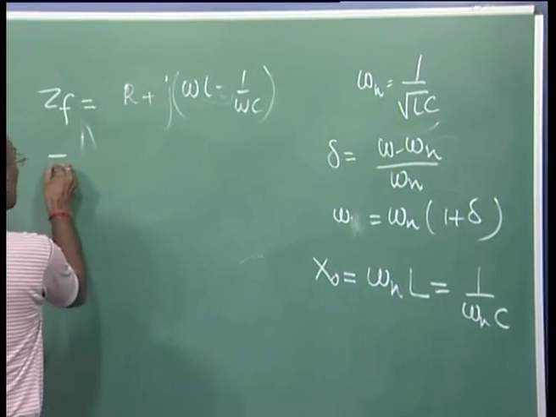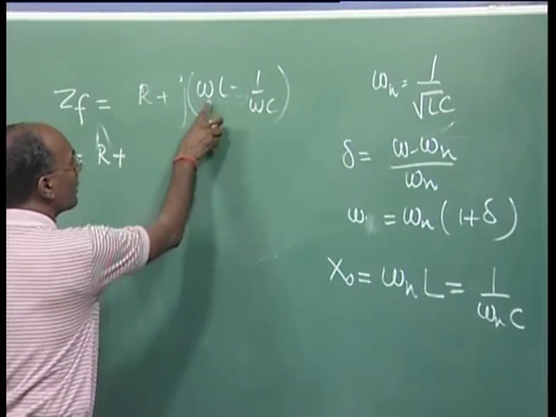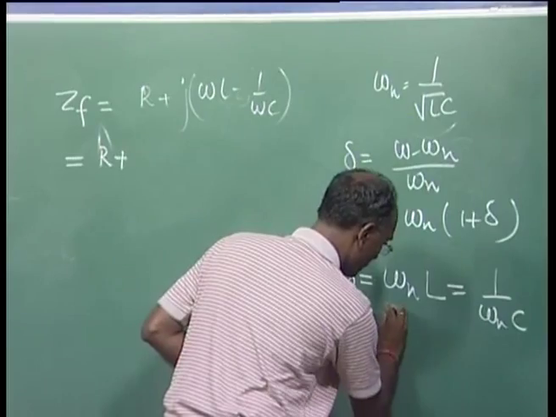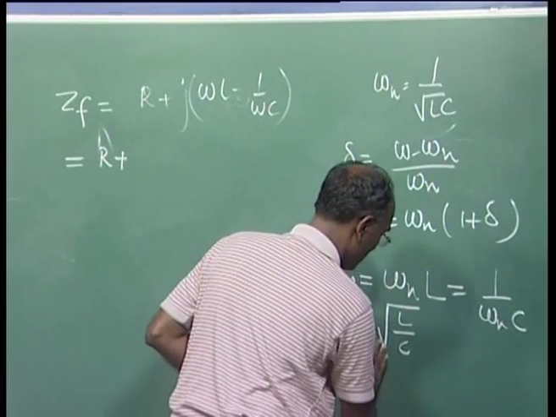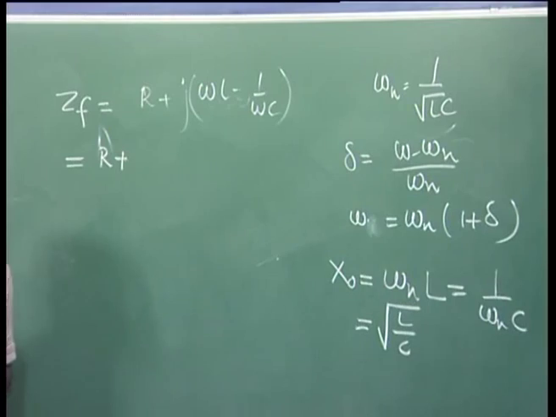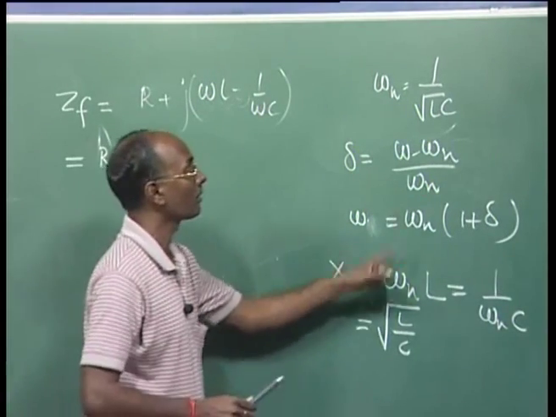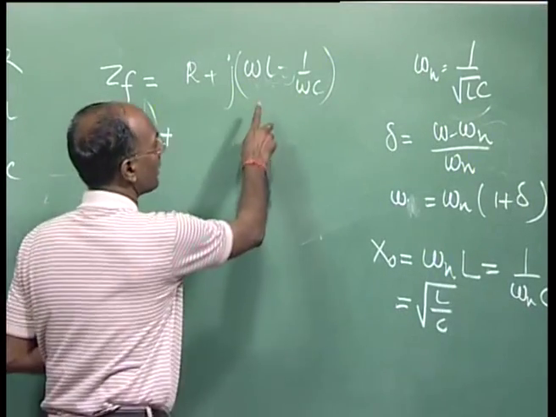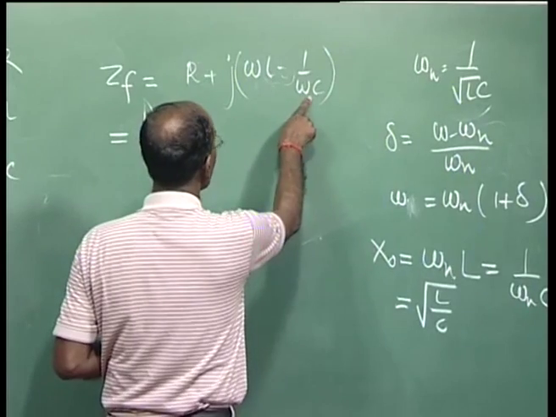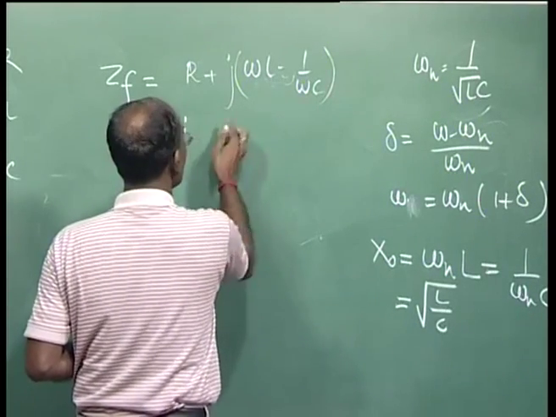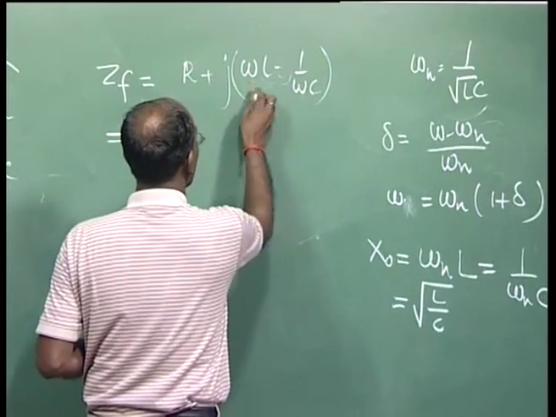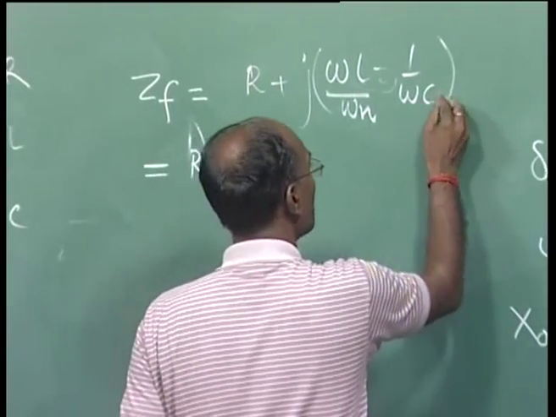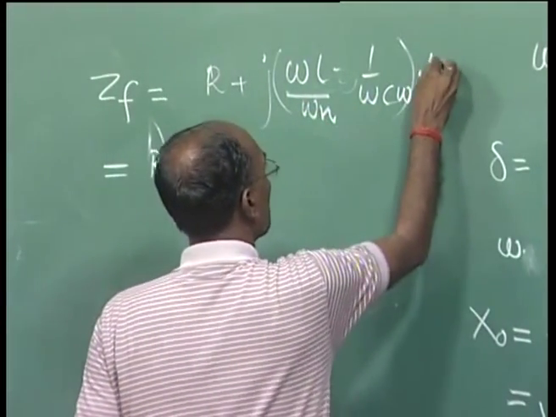Now we can put this value here, this is R. We can also put this value as equal to under root L by C. Just put this value here, you are going to get this. Okay. Now basically I want to replace this L and C, so I can say here it is your j, and just divide by omega n here and multiply by omega n.